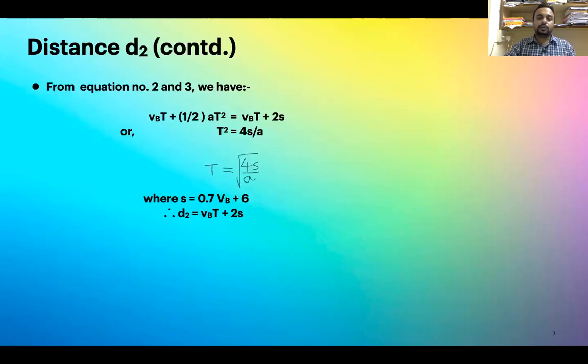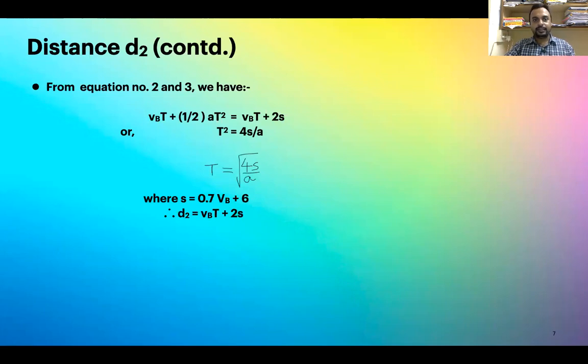Okay. So our first task to get the value of D2 will be to get the value of S, 0.7 into VB plus 6. Our second task will be to calculate the value of T equal to the square root of 4S by A. The value of A will be known to us. It's approximately 0.9 or 1 meter per second square. Then we can get the value of D2. So we got the value of D1 and D2.